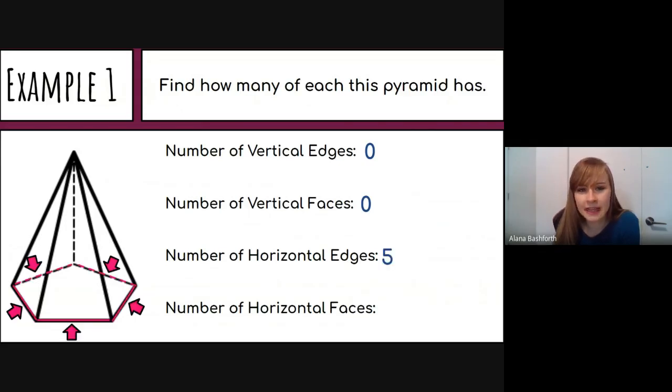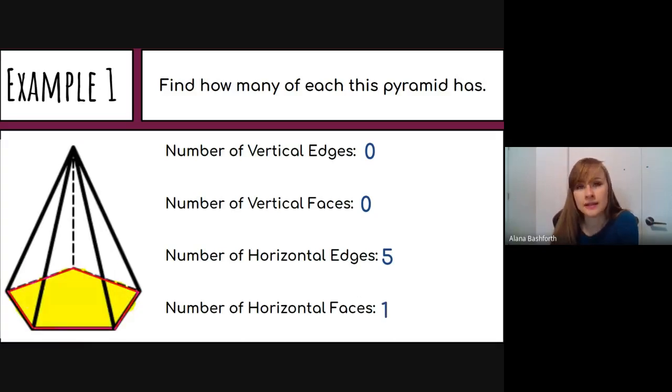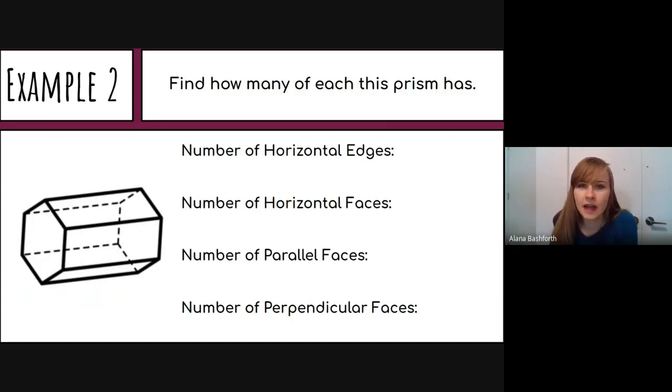Number of horizontal edges. There's actually 5. All of the edges of the pentagon are level with the ground. So there are 5. And then the number of horizontal faces, there is 1. It is the bottom face. Next up, find how many of each this prism has. So we're looking for horizontal edges, horizontal faces, parallel faces, and perpendicular faces.